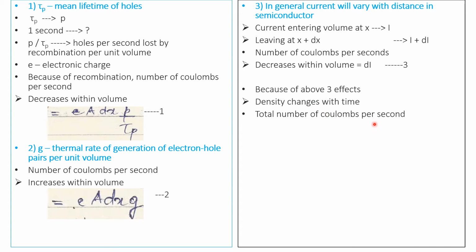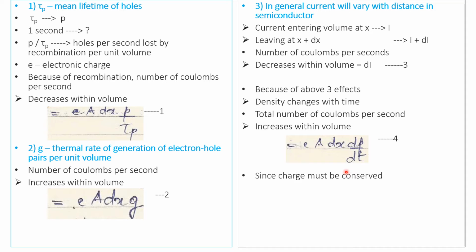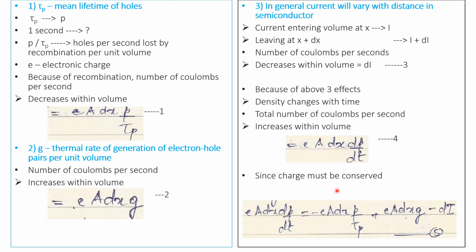So the total number of coulombs per second increases within the volume, which can be given as E into A dx into dP by dt. Equation 4. Since charge must be conserved, this equation 4 should be equal to the sum of these three equations. So EA dx dP by dt is equal to minus EA dx P by tau P, minus because there is a decrease, plus EA dx into G minus dI. Here minus because there is a decrease. Equation 5.